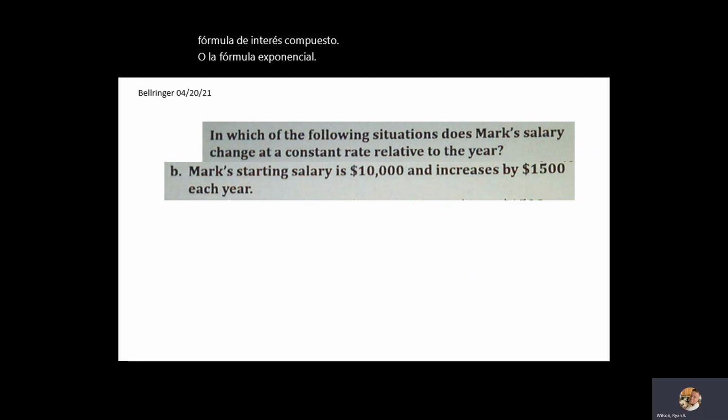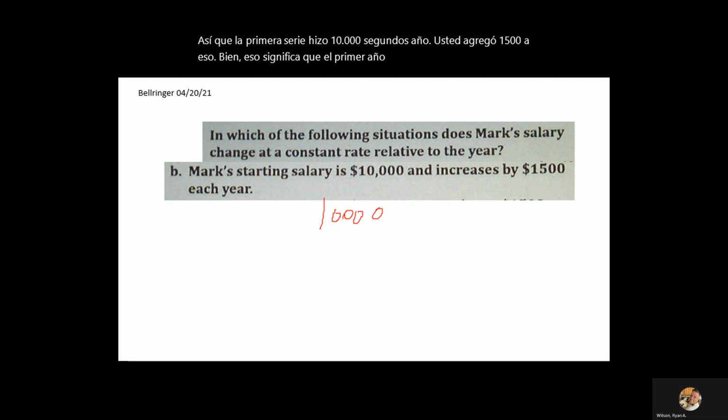Secondly, B, Mark's starting salary is $10,000 and increases by $1,500 each year. Okay, so he started at 10,000. Welcome, Mr. Kerr. Make sure you sanitize your hands. So the first year he's made 10,000. Second year you added 1,500 to that. Okay, so that means that first year he made 10,000. All right, he got a raise of 1,500.